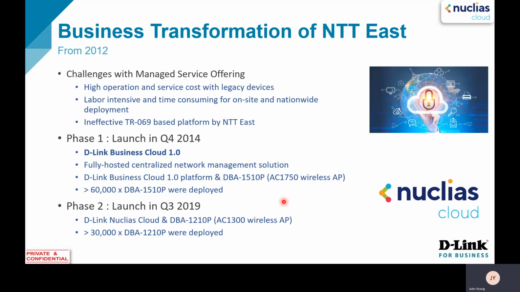solutions. The business transformation for the entity started from 2012. They faced some challenges: high operation and high service costs with all the legacy devices, because they needed to send engineers down to the remote sites. Everything costs money. Next, for the operation, legacy devices require TR069 to manage, so all the devices need a custom firmware. As you know, custom firmware causes a lot of issues.